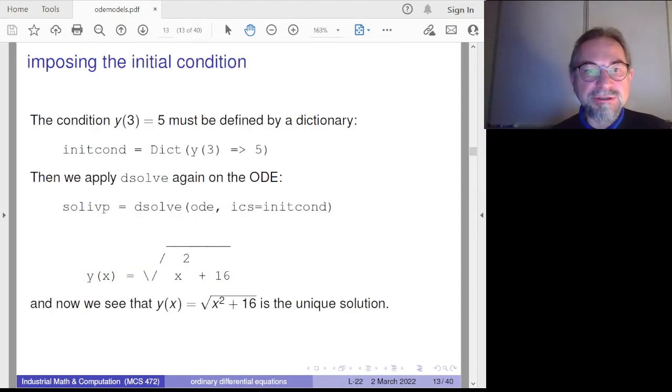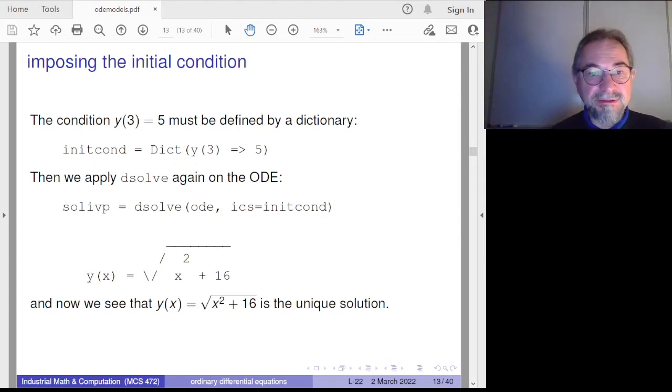The initial condition has to be defined by a dictionary. Here we see the syntax. Capital D in a dictionary, and we have this big arrow notation to link the key. The key here is the y, the function evaluated at x naught, and then the corresponding value to the key in the dictionary is the value y naught, here 5.